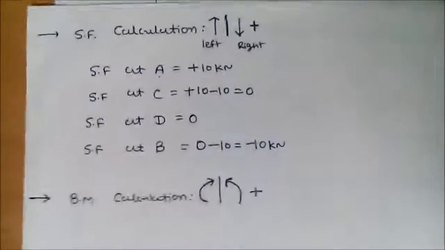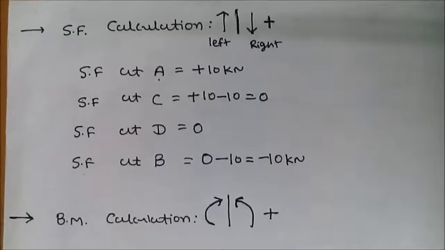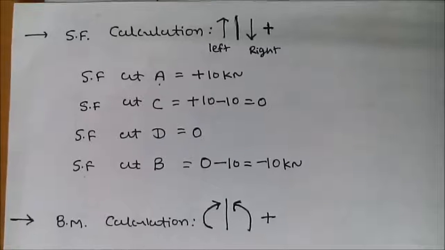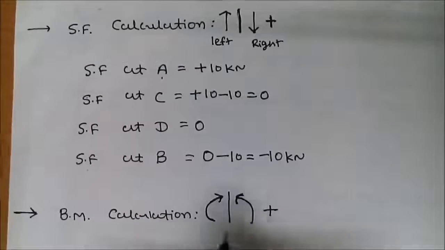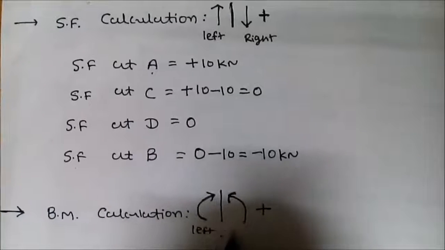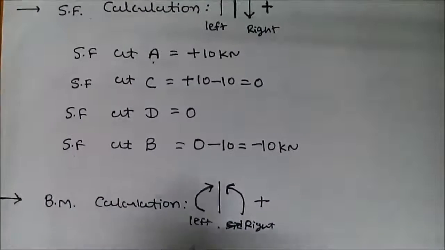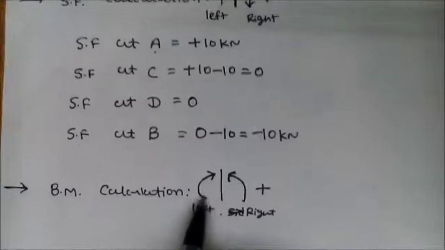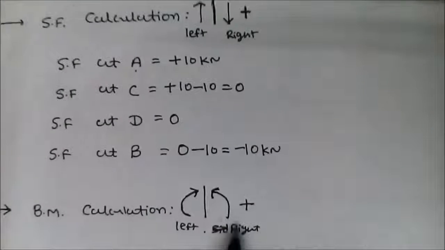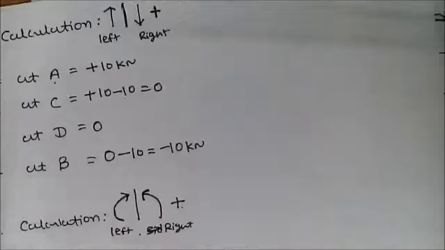Next step is bending moment calculation. What is the meaning of bending moment? Bending moment means the algebraic sum of moments to the left or right side of the section. What is the meaning of the sign? If we consider this as the section, then this is the left side and this is the right side. If we take moment from the left side, then clockwise is plus and anti-clockwise is minus. And if we take moment from the right side, then anti-clockwise is plus and clockwise is minus.